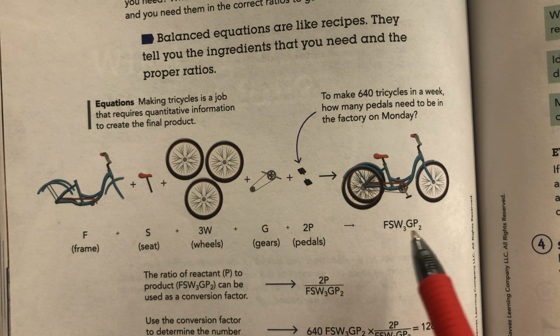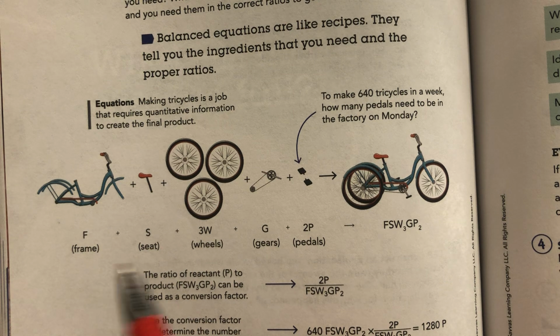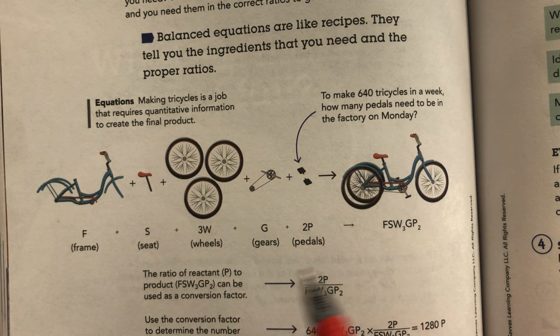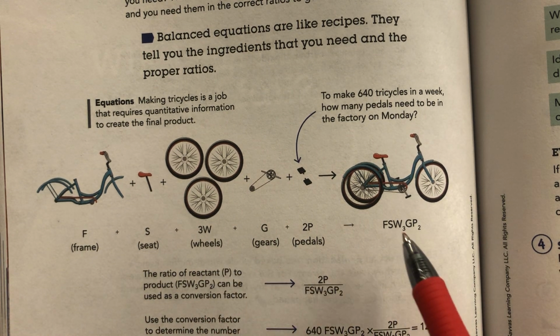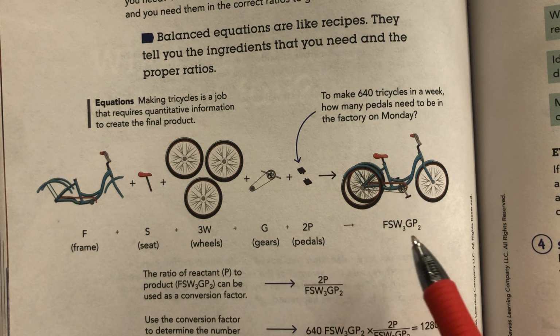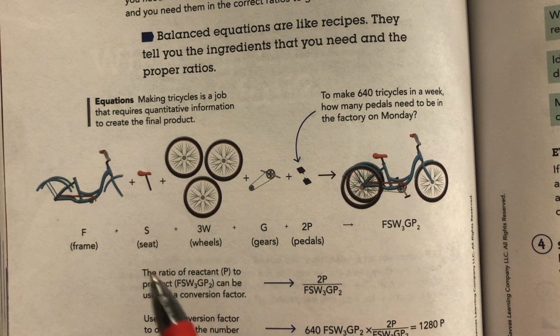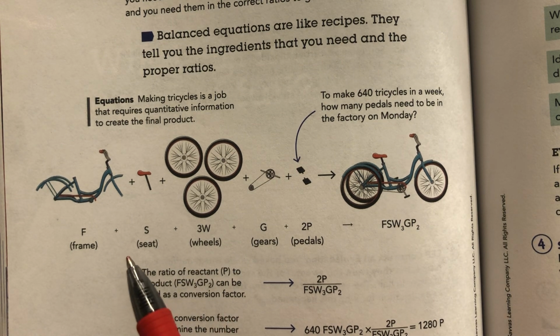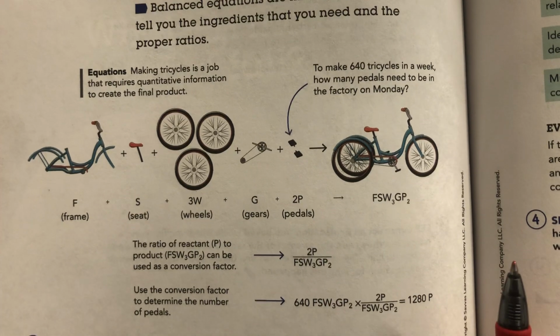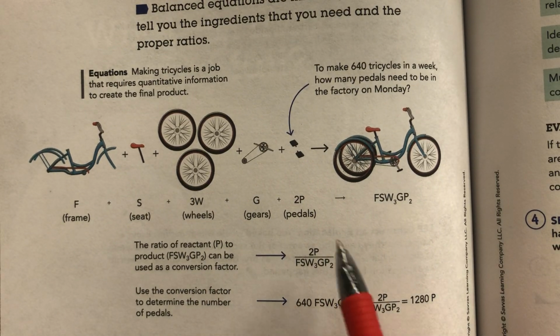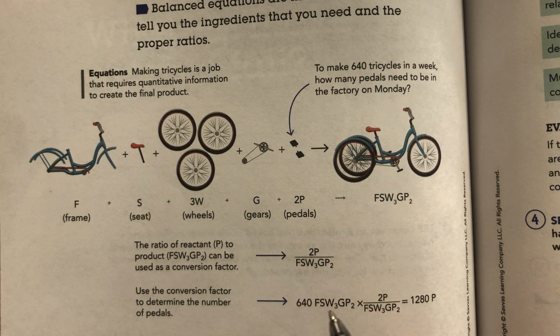And if you notice, this is a balanced equation. We have one frame, one seat, 3 wheels, gears, and 2 pedals on each side. So this equation is basically review. You know how to do this. This is something you learned in the last chapter, chapter 6. And when we look at this, down here, this is where the stoichiometry comes in.